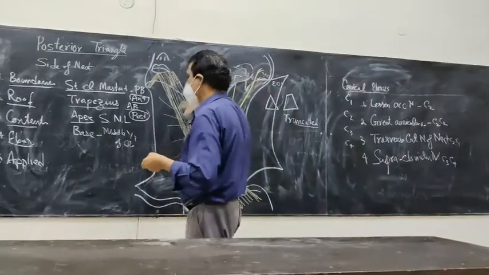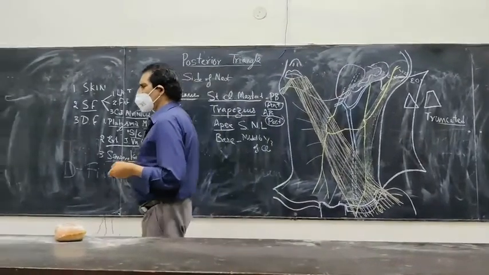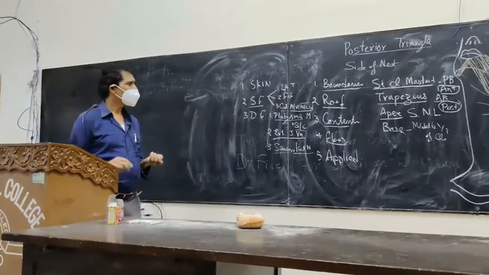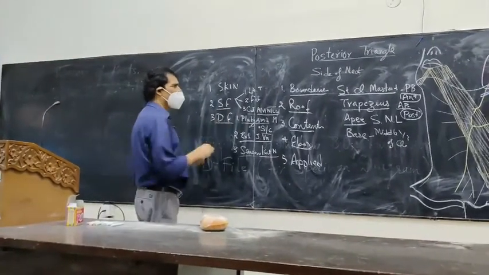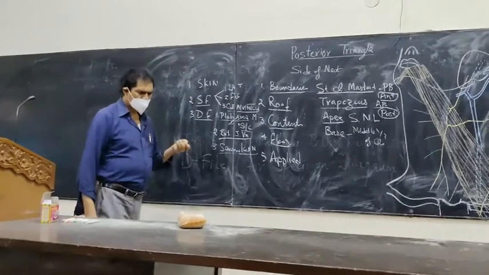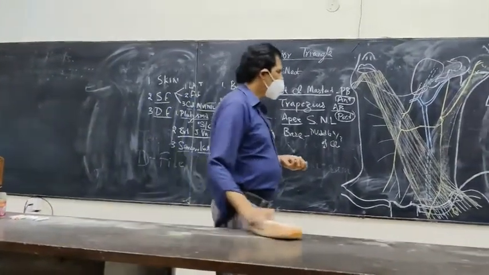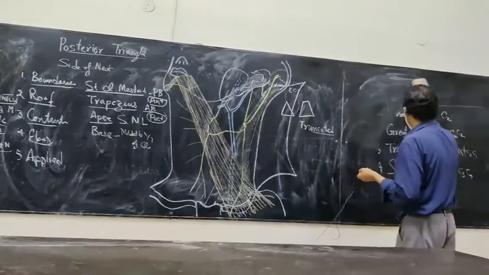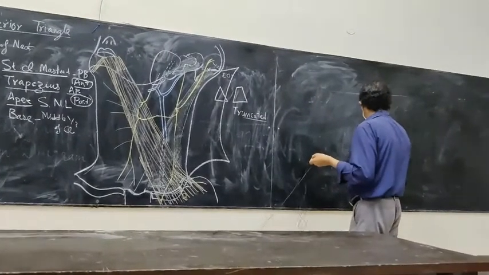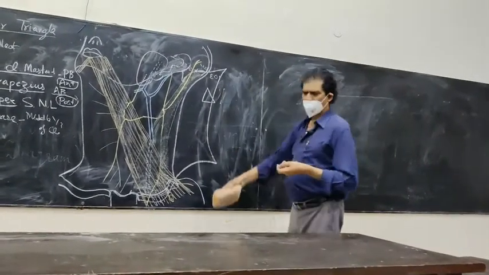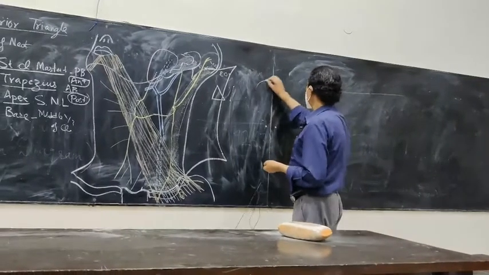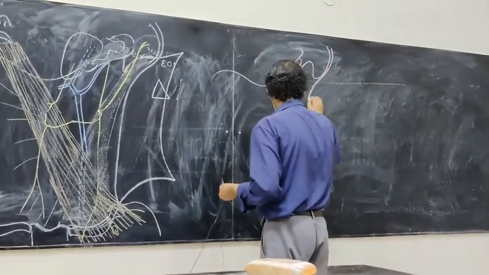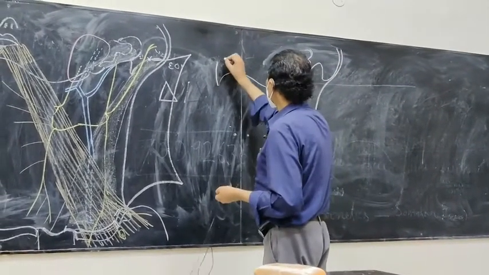So this much is visible in the superficial fascia of the posterior triangle. Then comes the deep fascia. Now, as you know, the deep fascia is the deep cervical investing layer of the deep fascia. It is the investing layer of deep fascia. The investing layer of the deep fascia invests the muscle. That's why it's called the investing layer of the deep fascia.